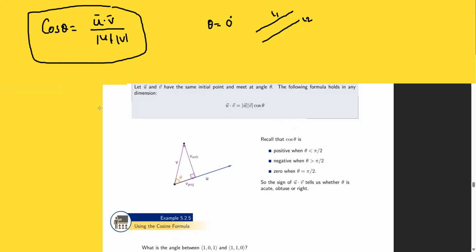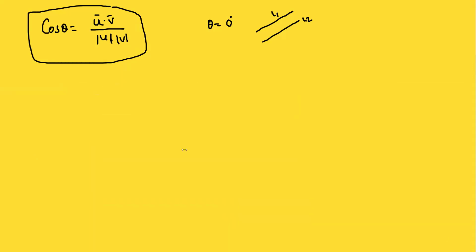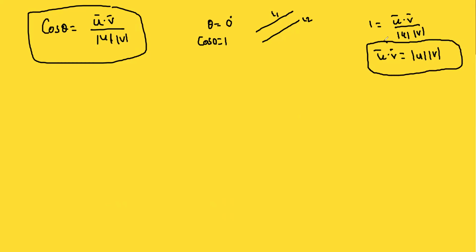If cos theta is equal to zero, cos zero is one, right? I just told you that whenever their dot product is equal to mod u into mod v, the lines are parallel. That is the first condition.